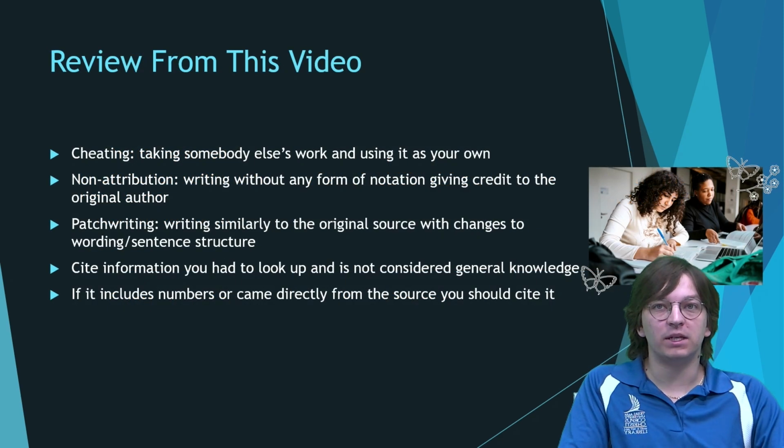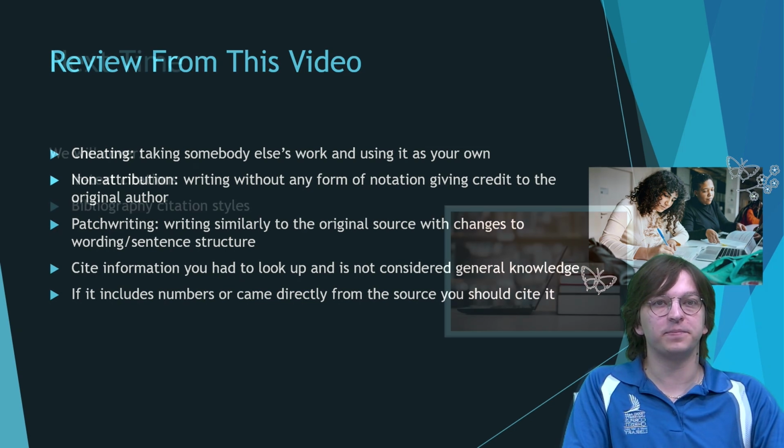To recap what we covered today, cheating is taking somebody else's work and using it as your own. Non-attribution is writing without any form of notation, giving credit to the original author. Patchwriting is writing similar to the original source with changes to wording and sentence structure. And remember to always cite information you had to look up and that is not considered common knowledge. If it includes numbers or came directly from the source, you should always cite it.